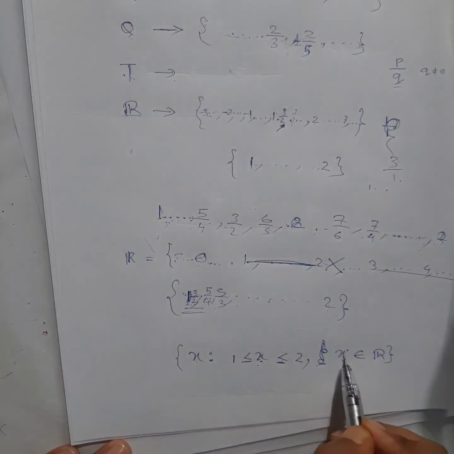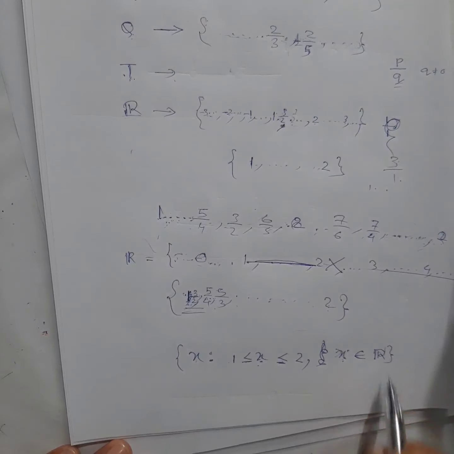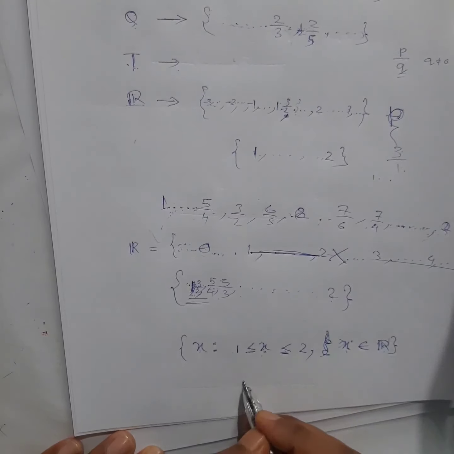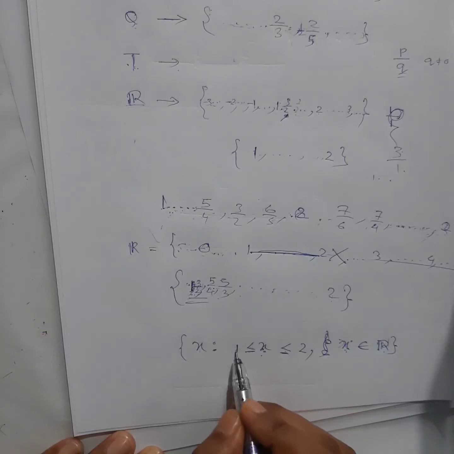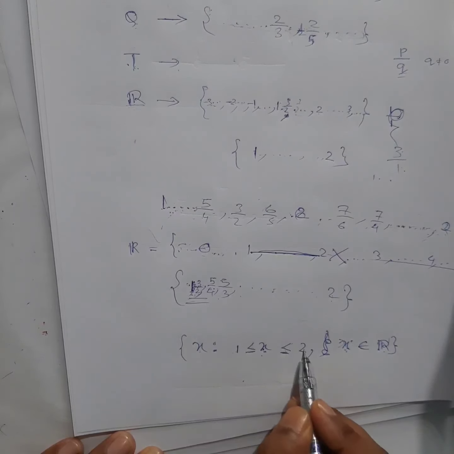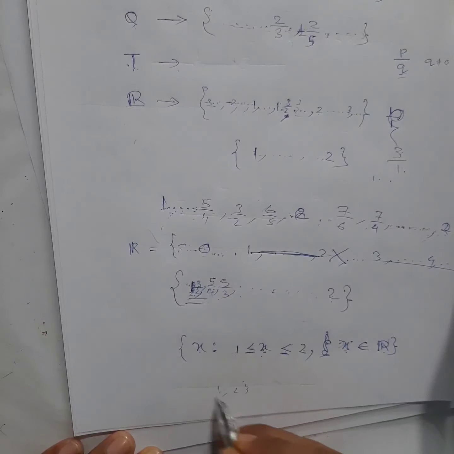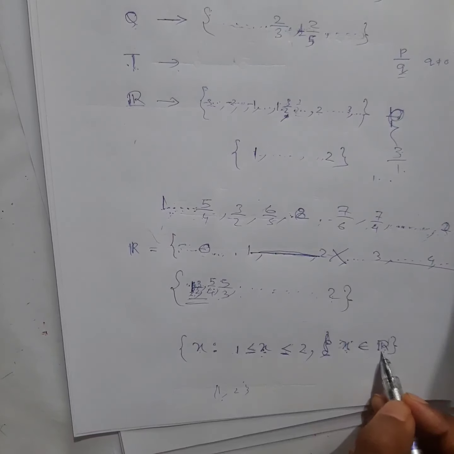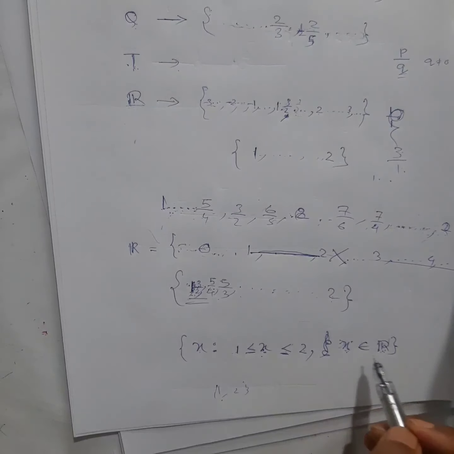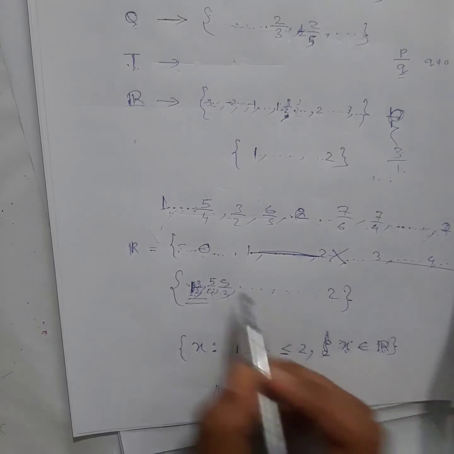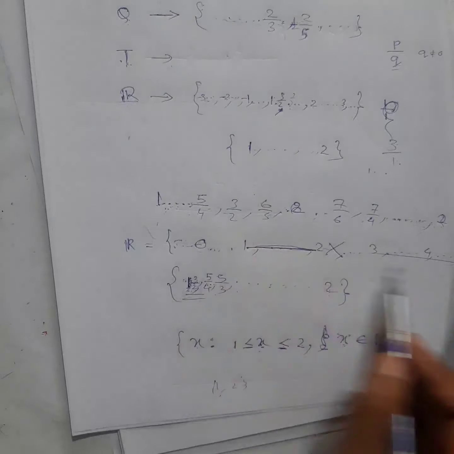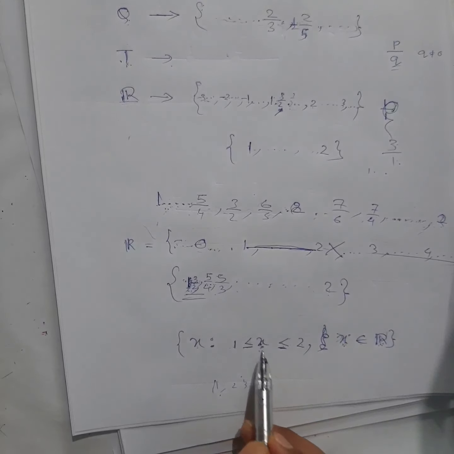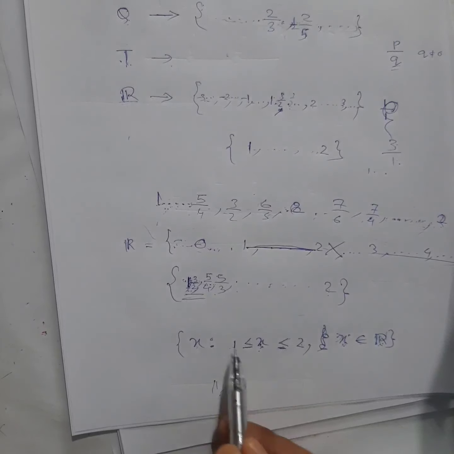But if I would have written x belongs to the set of natural numbers, then what will be the elements? If x is a natural number, then x greater than or equal to 1 and less than or equal to 2, the elements will be only 1 and 2. But I am saying x belongs to the set of real numbers. The moment I say that x belongs to the set of real numbers, x will be from this set, infinite elements. Then again I have given a restriction, x less than or equal to 2 and greater than or equal to 1.